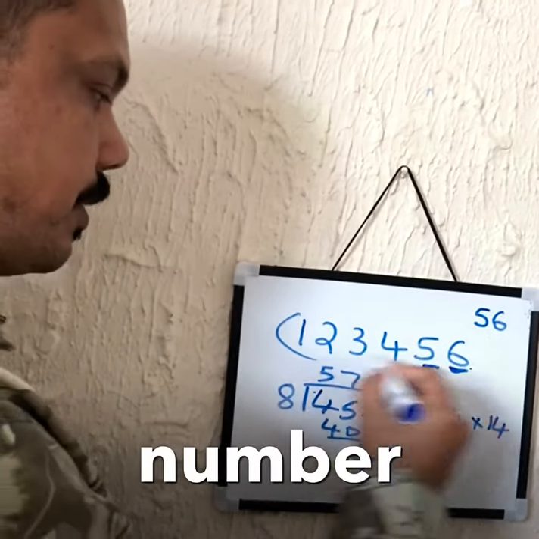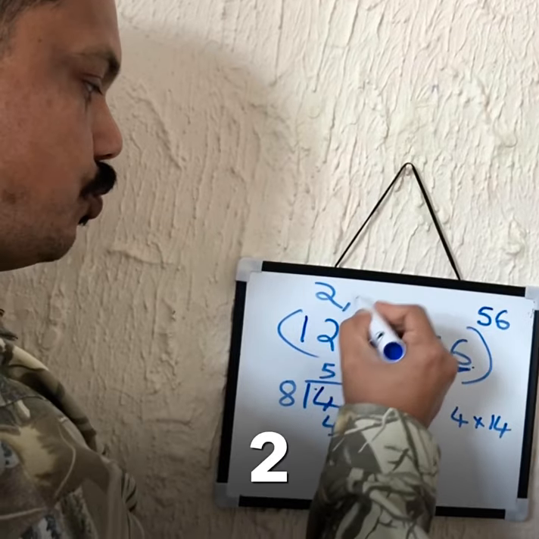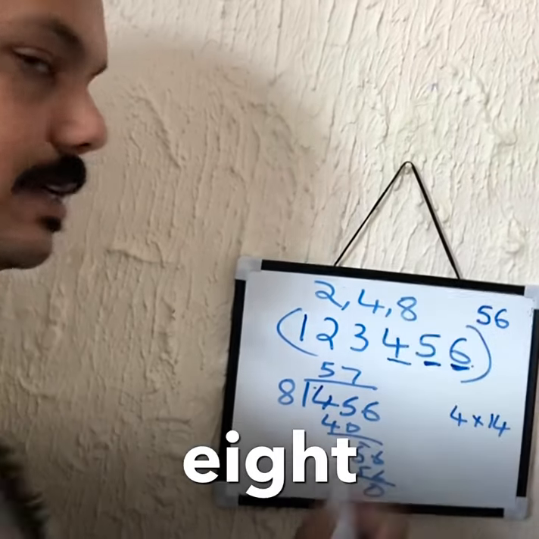So this number is divisible with 2, 4 and 8.